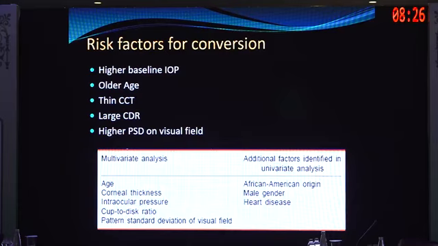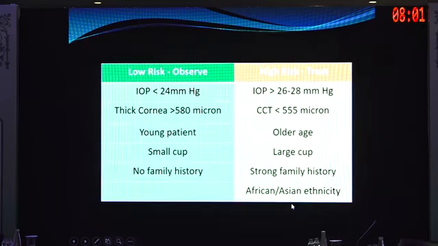So what are these high risk factors for conversion? Higher baseline IOP, older age, thin CCT. CCT was found to be a very important predictor for conversion to POAG in the OHT study. Large CDR, higher PSD on visual fields. Then there were some additional factors identified in univariate analysis: African American origin, male gender, heart disease.